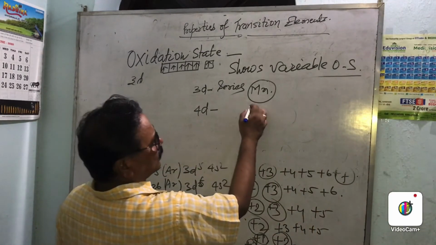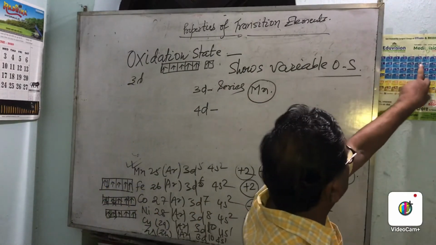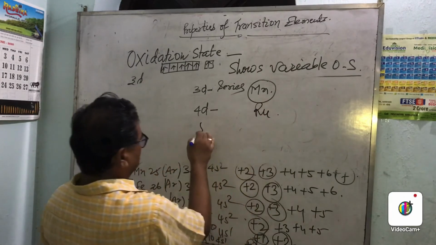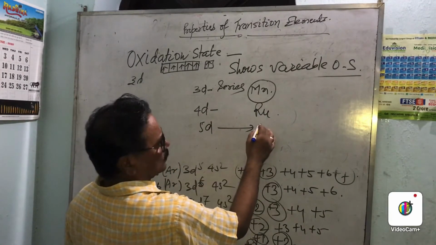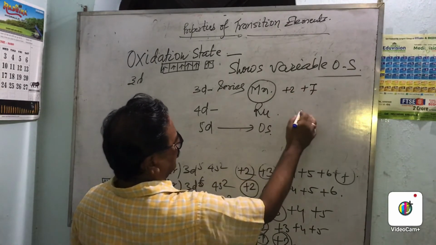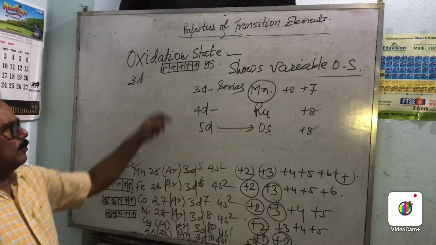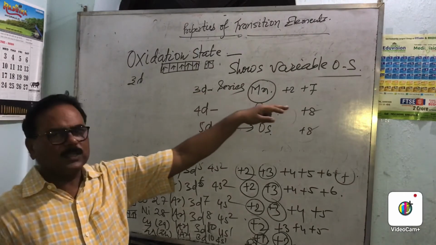That is the 4D series. This is another one, manganese, titanium, ruthenium, Ru, and in the 5D series it shows the maximum oxidation state by osmium. And +2 to +7, and here up to +8, this is also +8. So the maximum oxidation state is shown by one element in each series.